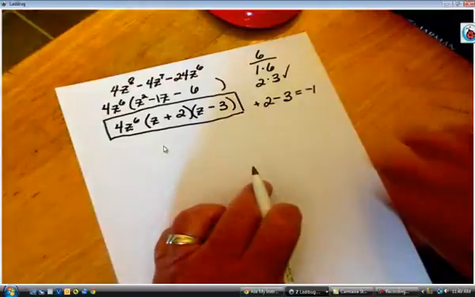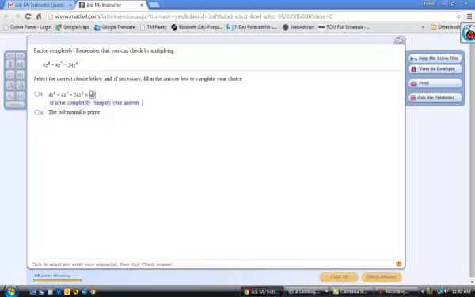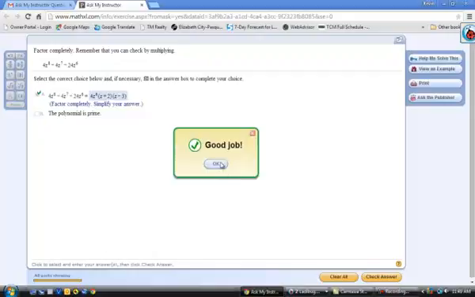Let's check that and see if it is. Let's go back and try that. 4z to the 6th. And then we have in a parentheses z plus 2 times in another parentheses z minus 3. Let's check that. Ooh, we got it right.